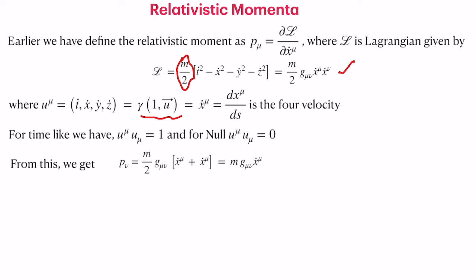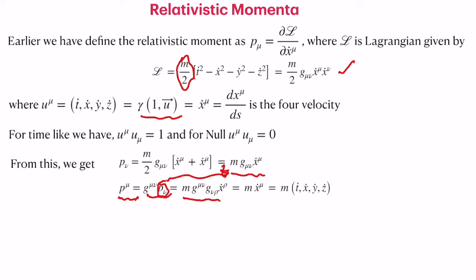Now from this we get that p mu, the generalized momenta, is equal to m into g mu nu x dot nu. Let us raise the index of the generalized momenta. For that we have to multiply it by g mu nu upper, and here we have p mu upper is equal to g mu nu p nu. We substitute for the lower index from the expression here: m into g mu nu into g nu rho into x dot rho. We know that g mu nu upper and g mu nu lower are inverse of each other. We get a delta mu rho, and that can be simply written as m into x dot mu.